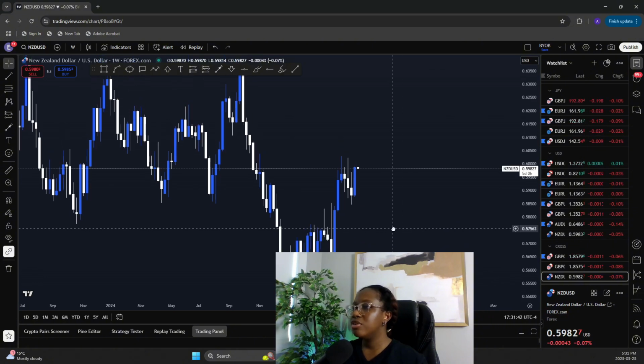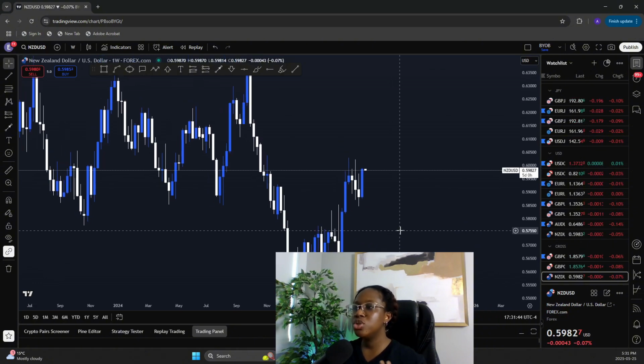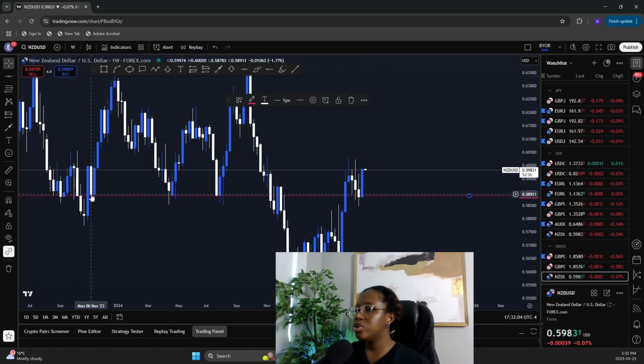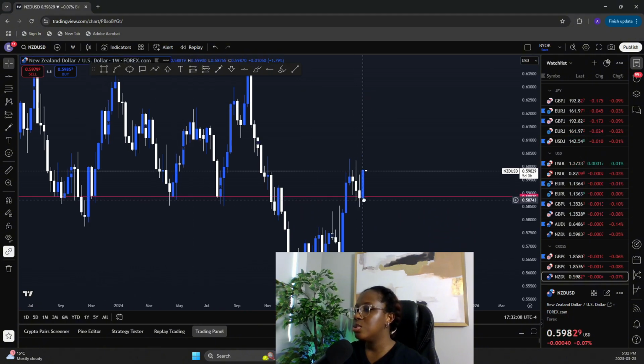So I'm starting off on the weekly time frame. I start off, of course, with some nice top-down analysis. Starting off on the weekly time frame, we see that the market was printing bullish, and then it decides to create a couple of bearish candles. On the weekly time frame, we can see that there was a nice support zone here. Support, and then support again at this point, right?